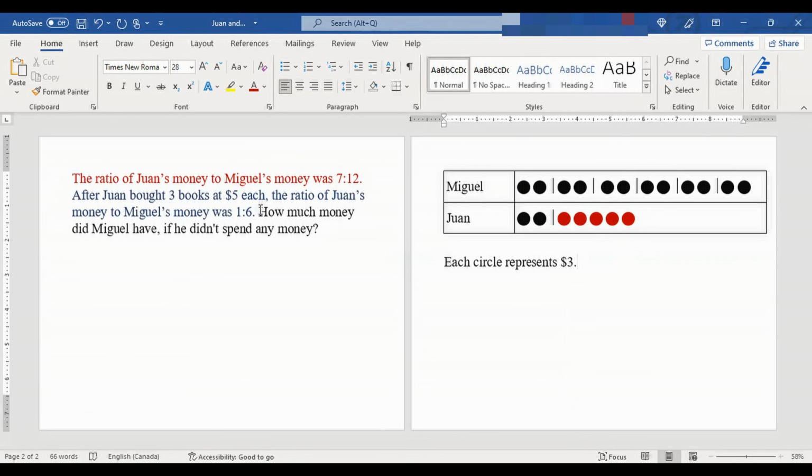How much money did Miguel have if he didn't spend any money? So we have our 12 dots here. He did not spend any of them. So if each circle represents $3, we'll just take 12, multiply it by 3, and we get 36. So Miguel must have had $36. We'll write that down. Miguel had $36. That's our answer to the question.